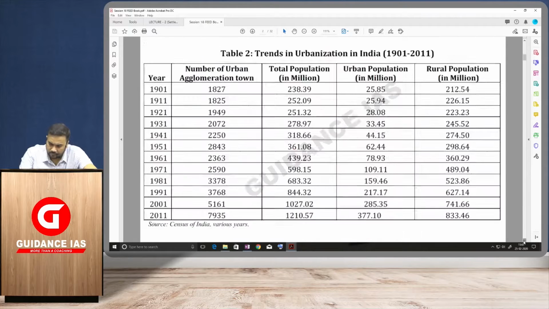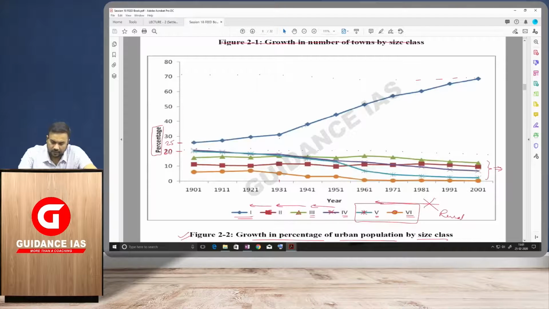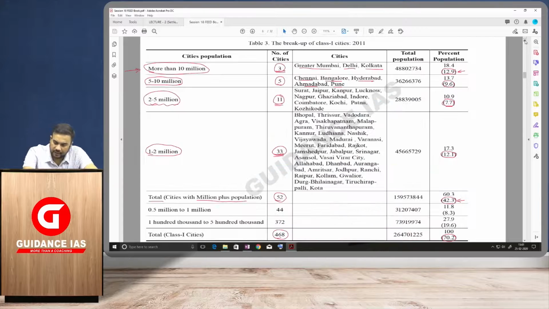This material was given to you. I had shown this earlier also. Do you remember what we talked about? How the class 1 cities are growing compared to the other cities. And this growth of class 1 cities is concentrated where? In the metropolitan cities, not all class 1 cities. So much so that we have also seen that 10 million plus cities, those having population more than 10 million, are only 3, but the urban population living in them is around 13%.